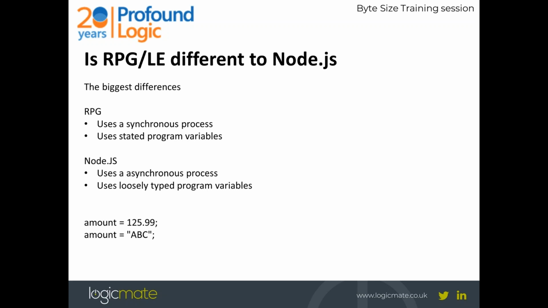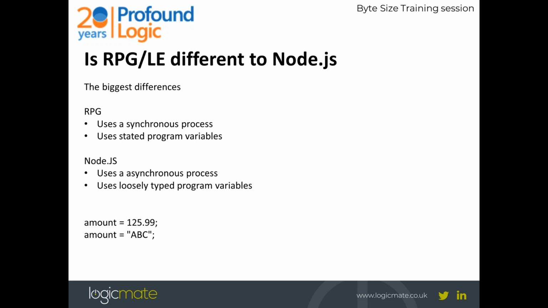So it is a different methodology to what you would consider within the RPG framework. The other thing is that you have these loosely typed program variables. If you see from the example below, if we set the field called amount to be a number, 125.99, we could also change that variable to be an ABC and vice versa. And it has no concept of stated program variables.